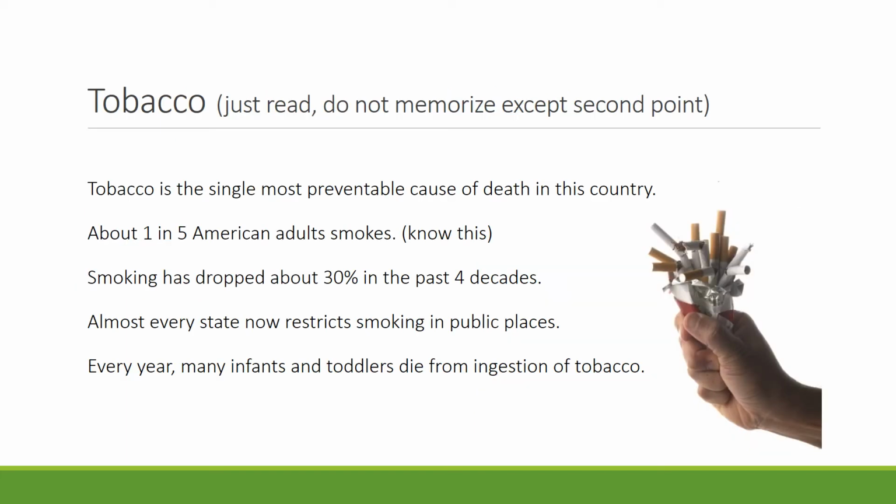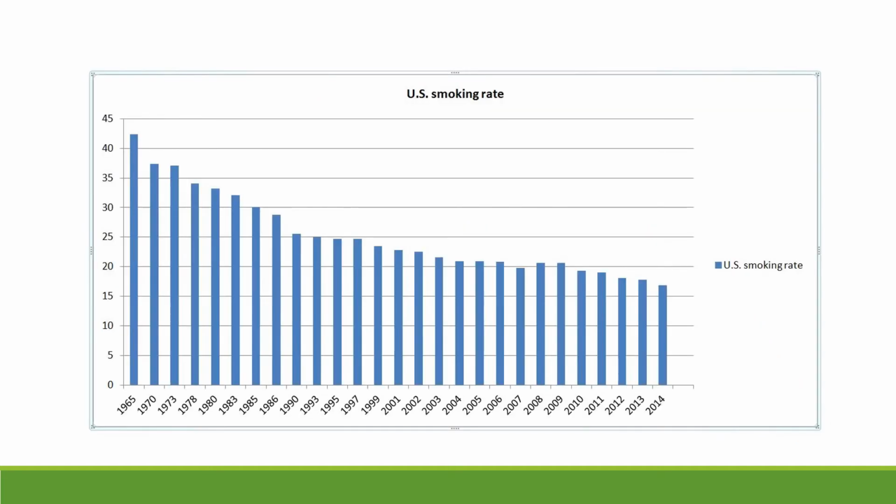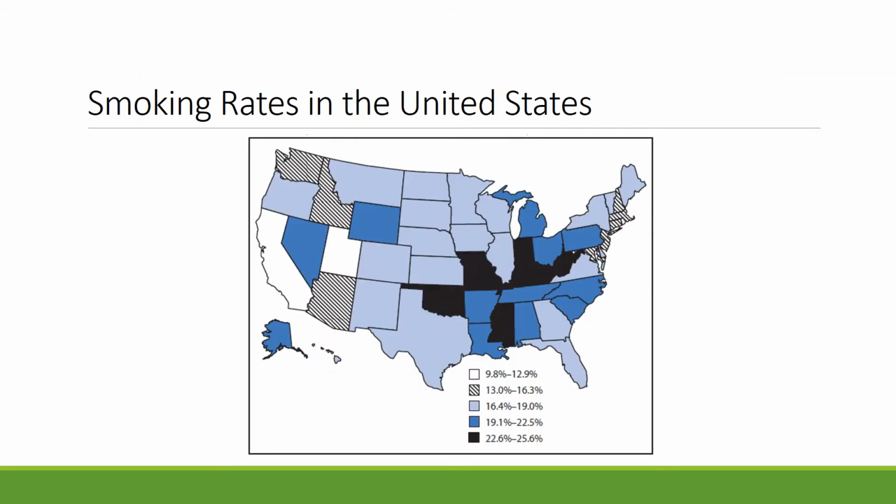Please read but do not memorize the information about tobacco on this slide, except for the second point, and that is about 1 in 5 American adults currently smokes. You can easily see from this bar graph that the rate of smoking in the United States has steadily decreased since about 1965. Look at this map of the smoking rates of the different states in the United States.